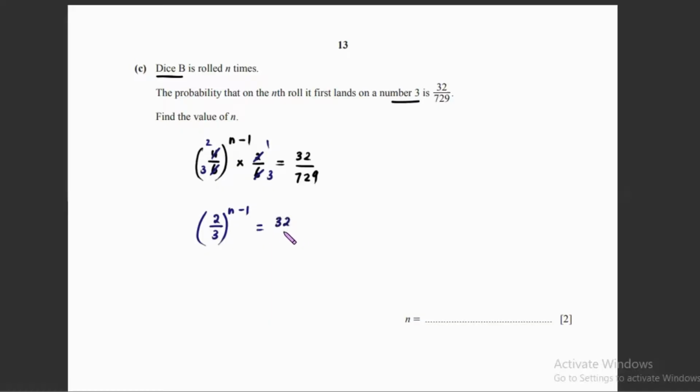So I already have 32 over 729 here. So I'm going to take the 3 from this side to the other side. So it gets multiplied with the 3. So I'm going to put it there. Now, I'm going to simplify this. This 3 and 729 are divisible by 3. So I can write it as 1, and 729, when I divide it by a 3, I get 243. So I have 2 over 3 to the power n minus 1, which is equal to 32 over 243. This is what I get.